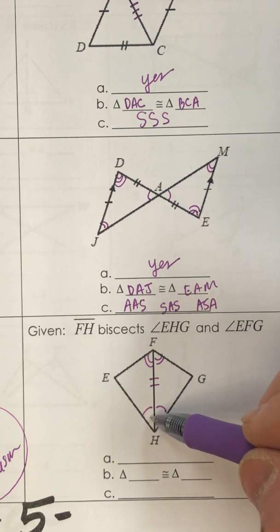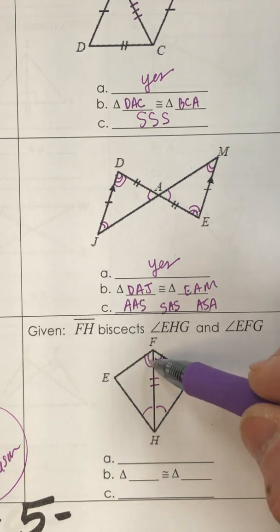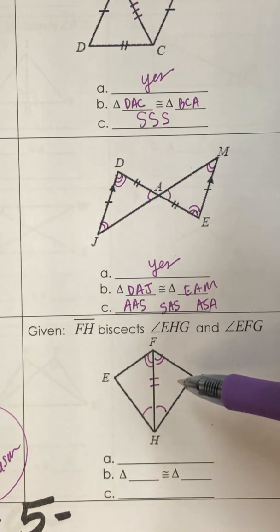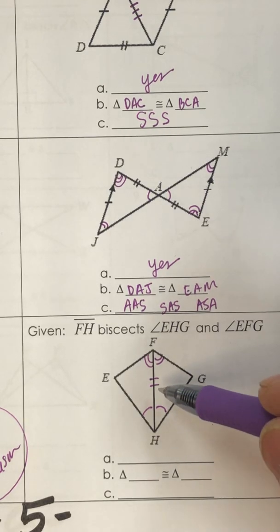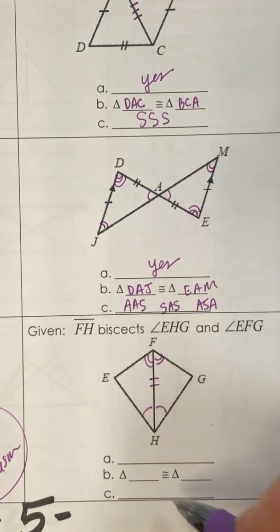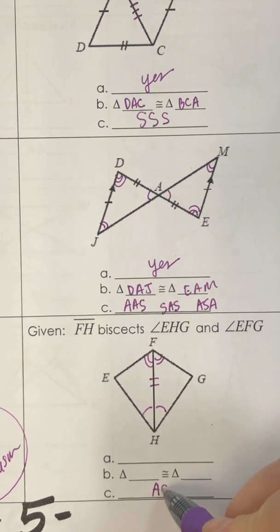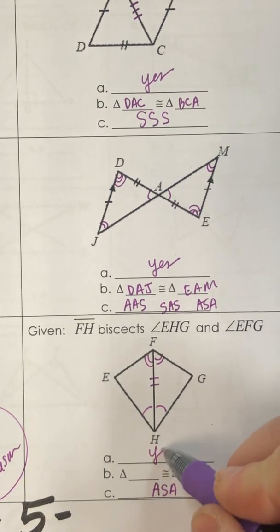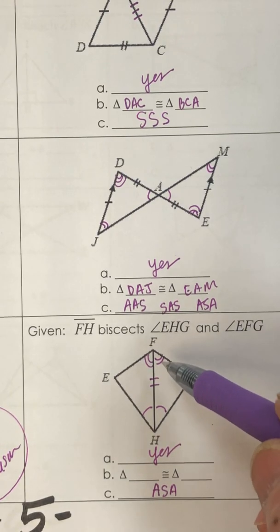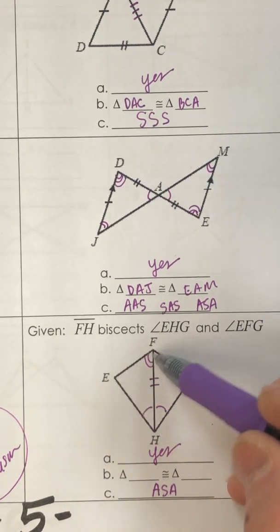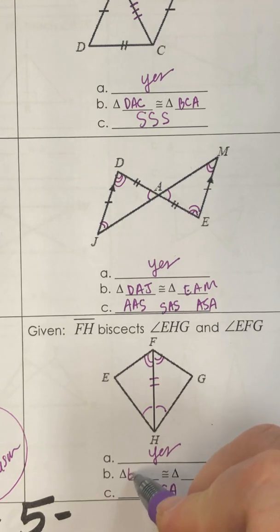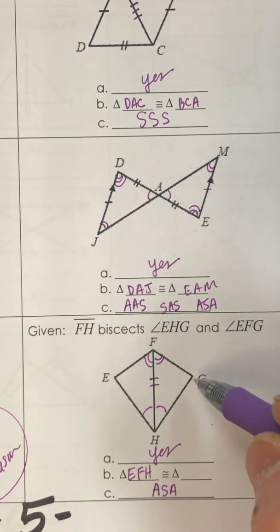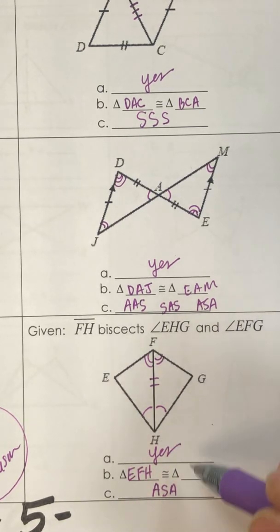So it looks like we have an angle, side, angle situation. Yes, this also could be angle, angle, side, but since the side is in between the two angles, we say angle, side, angle. All right, so let's say yes, and let's name it EFH. We'll go EFH, so that means we'd have to go GFH for the other one. Make sure those match up.